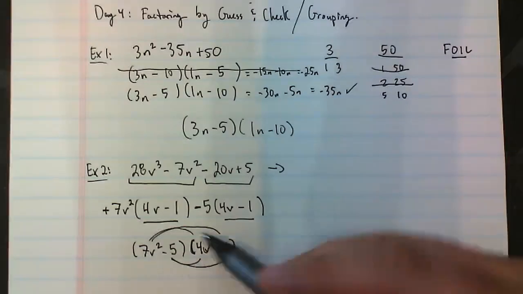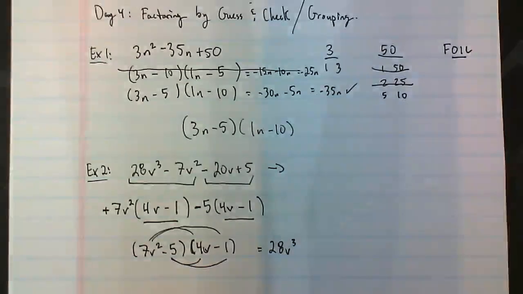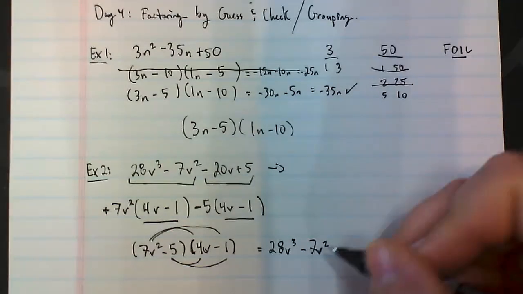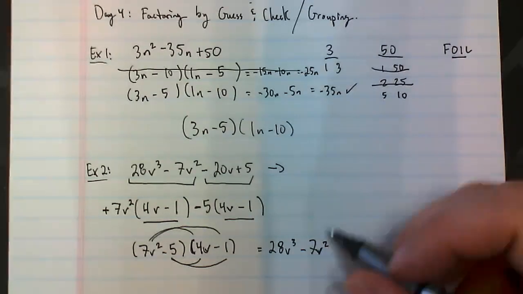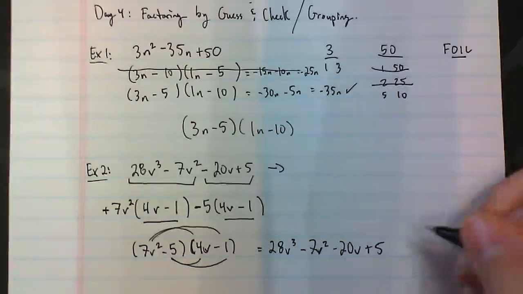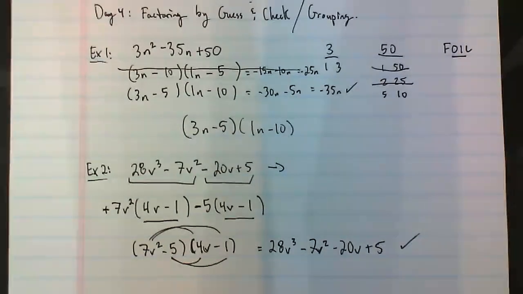Now, to prove that this is the right answer, I'm first going to add all of the like terms together. But I don't need to because all of these are in descending order, and so that's what it is. If I multiply all this through using the FOIL method, I should get this term back. And so that's what I'm going to do to check. Multiply the outside and the inside and the last terms together. And so first 7v squared times 4v, that is equal to 28v cubed.